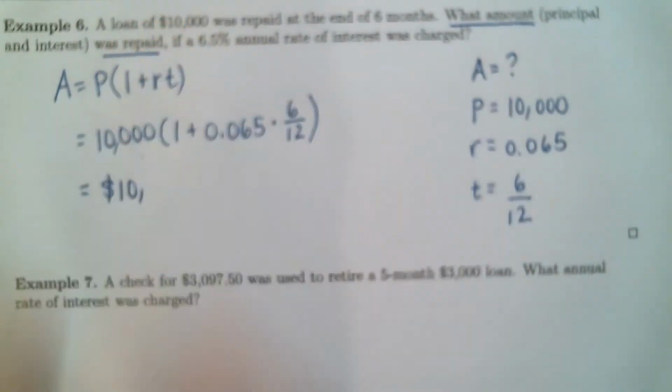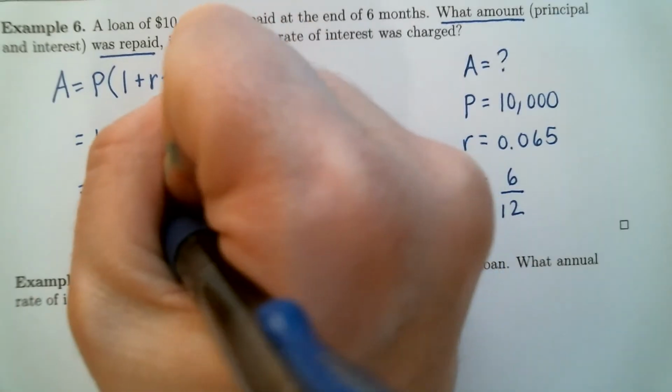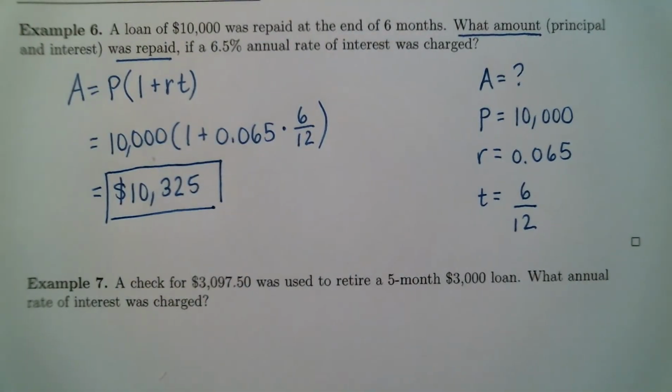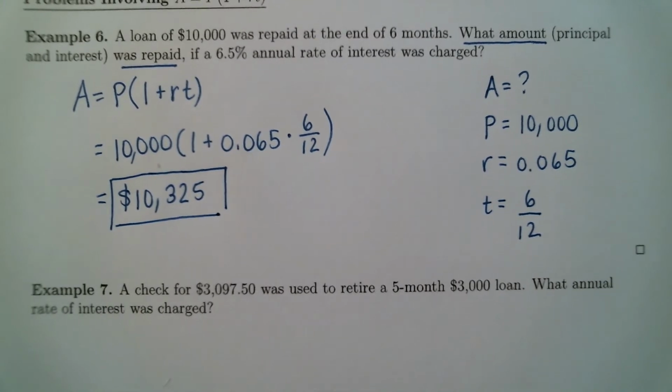Remember you need to put units when you're answering your questions. So this is going to be $10,325. Anytime you finish a problem, you want to ask yourself, is this logical? Does this number make sense? Remember, you borrowed $10,000 here, and you borrowed it for 6 months, so not a very lengthy period of time. So how much do you repay? This number makes sense. It is bigger than $10,000, and it's not too much bigger than $10,000. So that is a sensible answer.